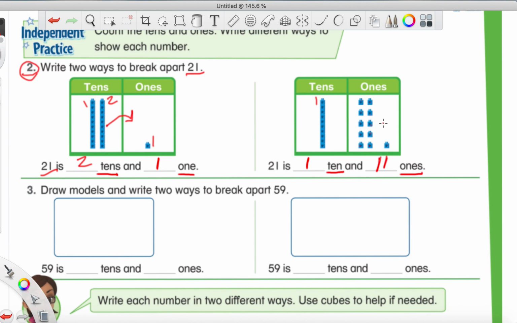Alright, now if you are not in my class, make sure you stop the video, let your teacher know that you are all done, just in case they have a different independent activity they want you to do on your own.